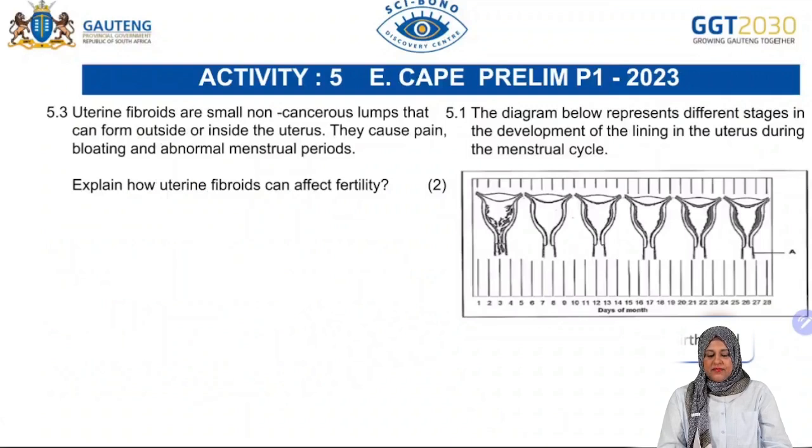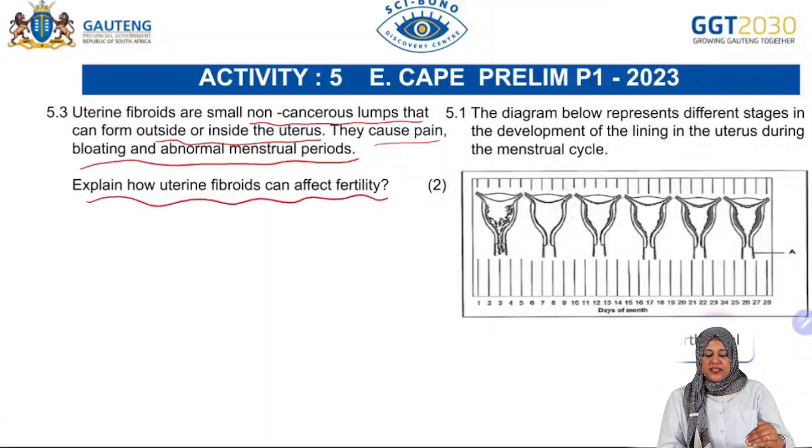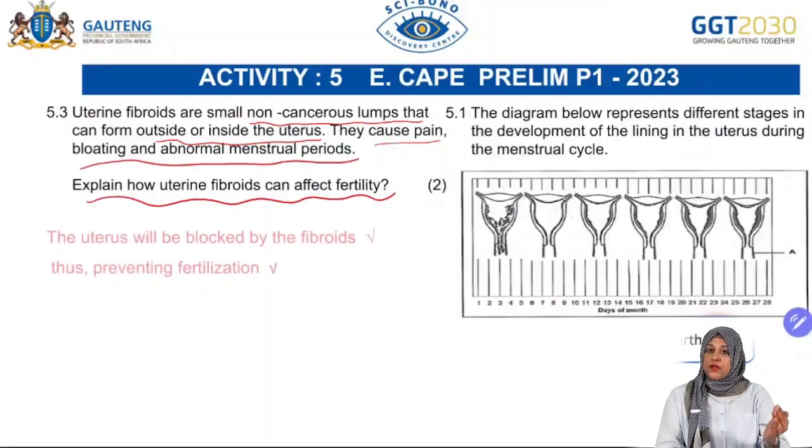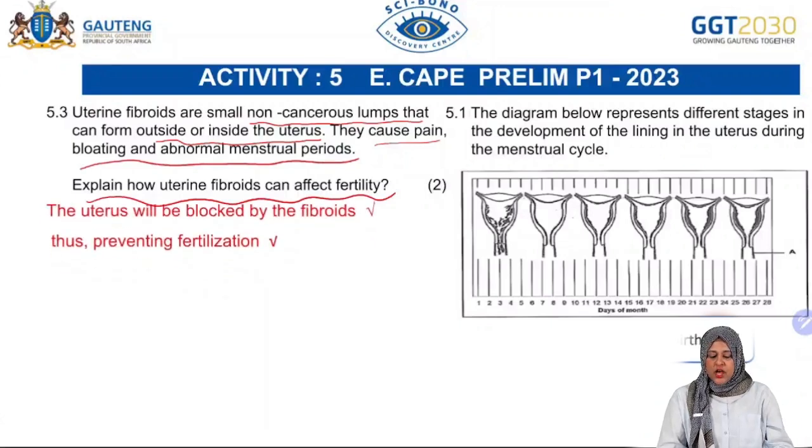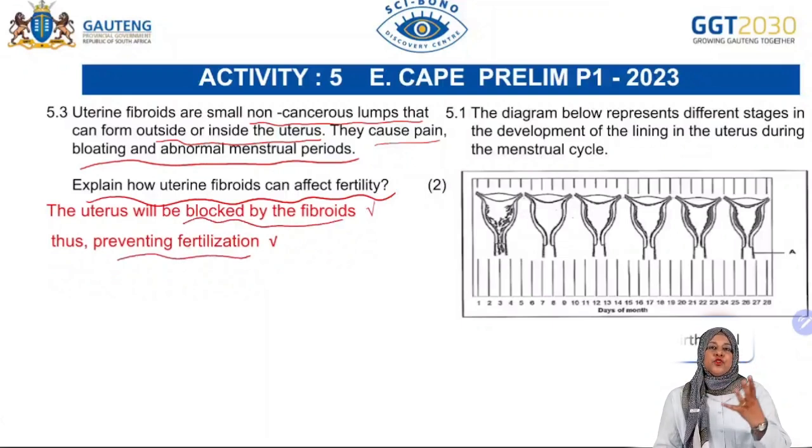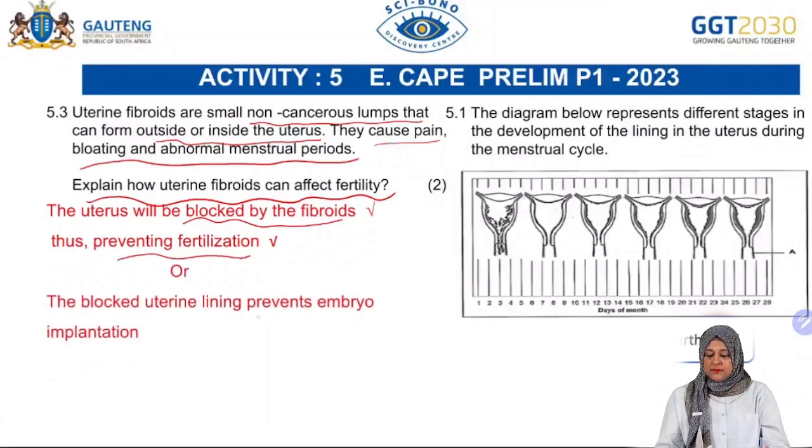fertility. So if you are trying to conceive or have a baby, but you have fibroids, then what happens is the uterus could be blocked by the fibroids, thus preventing fertilization, or it could be blocking the uterine lining, preventing implantation of the embryo. Remember, we said if there's no implantation, there's no pregnancy, or growth and position of the baby will be prevented, and the fetus will not be able to grow properly, and that could result in a miscarriage.